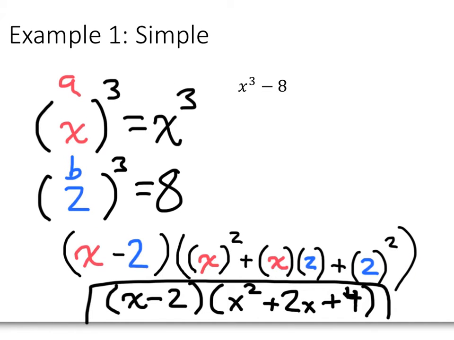So in summary, first we have to notice the perfect cubes and then put everything into the pattern. Add another tool to your tool belt that'll help you with finding zeros of polynomial functions, because that's why we do factoring.